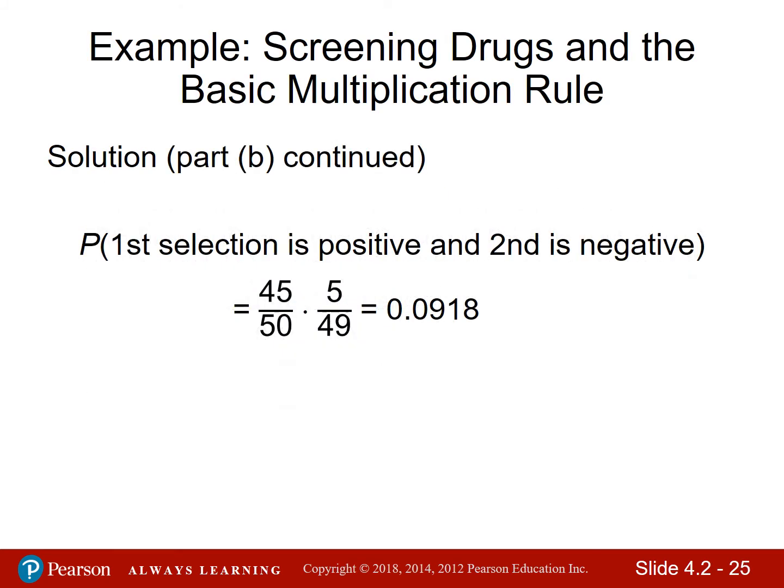Now P of the first selection is positive and the second one is negative. So 45 out of 50 is P of selecting a positive, times the second one, which is negative.